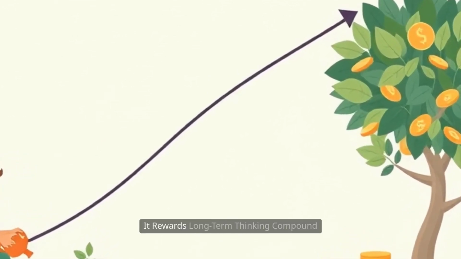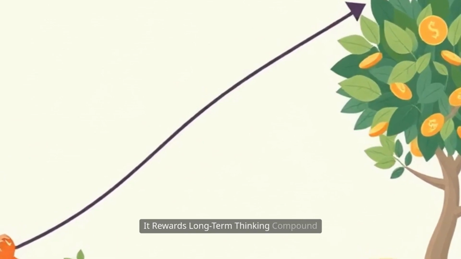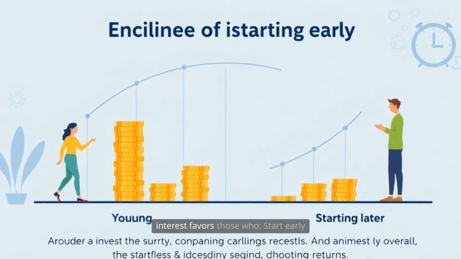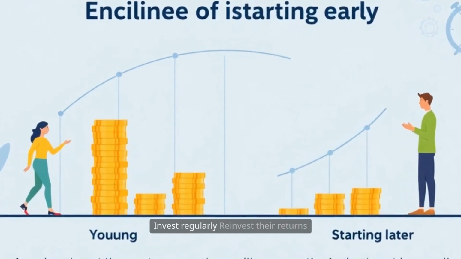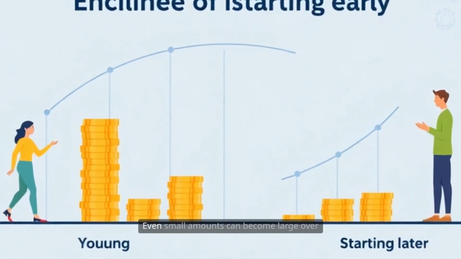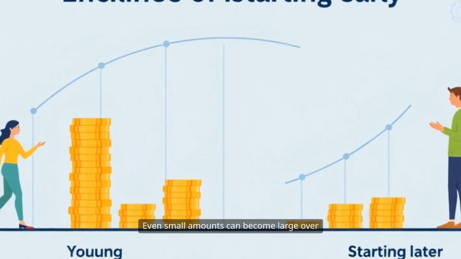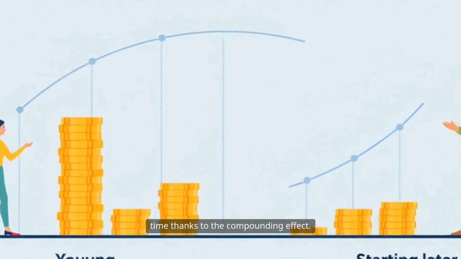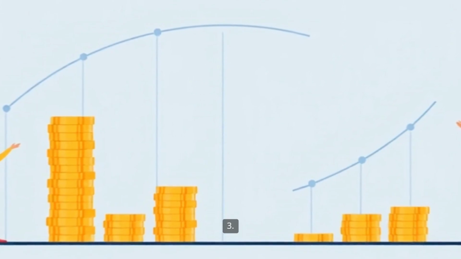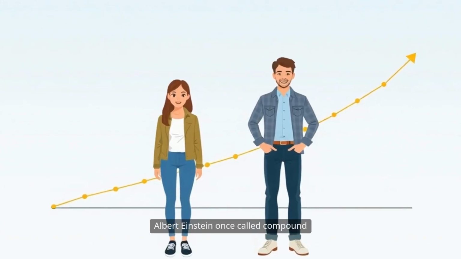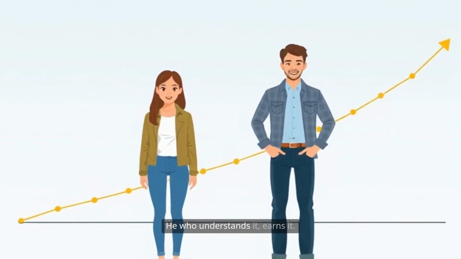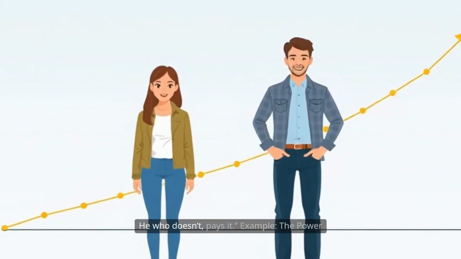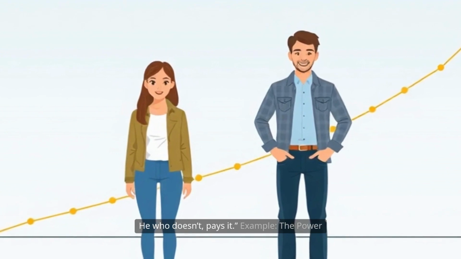2. It rewards long-term thinking. Compound interest favors those who start early, invest regularly, and reinvest their returns. Even small amounts can become large over time thanks to the compounding effect. 3. Albert Einstein once called compound interest the eighth wonder of the world. He who understands it, earns it. He who doesn't, pays it.